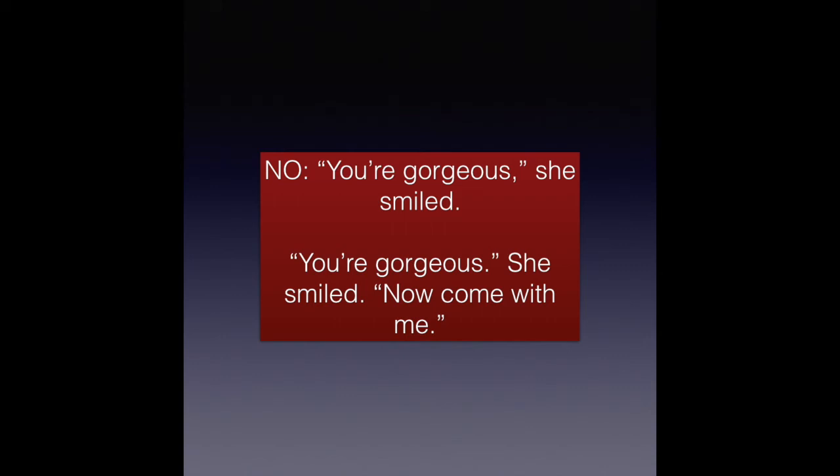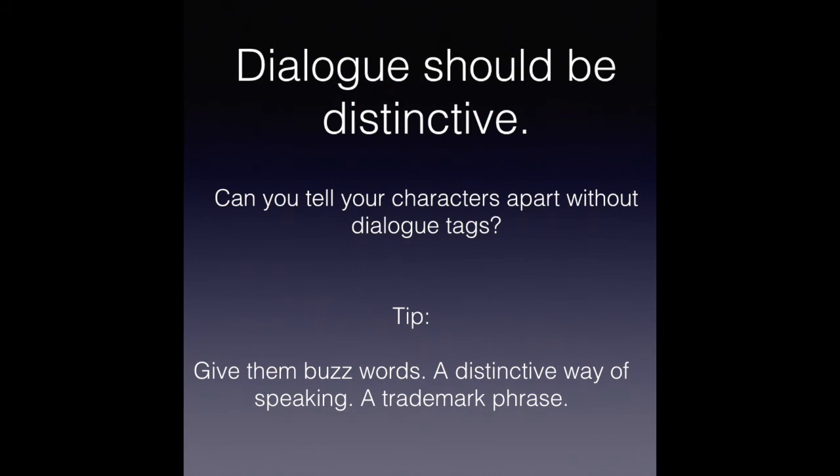In a lot of ways, the word "said" really is like a stop sign. You see it, you process it, but other than that, it's really invisible. And that's the way you want it to stay. One of the ways to make sure that you don't have to rely on dialogue tags too much is to make sure that your dialogue is distinctive. Each of your characters should have their own distinct voice so that you can read a page or two of dialogue without tags and know who's speaking.